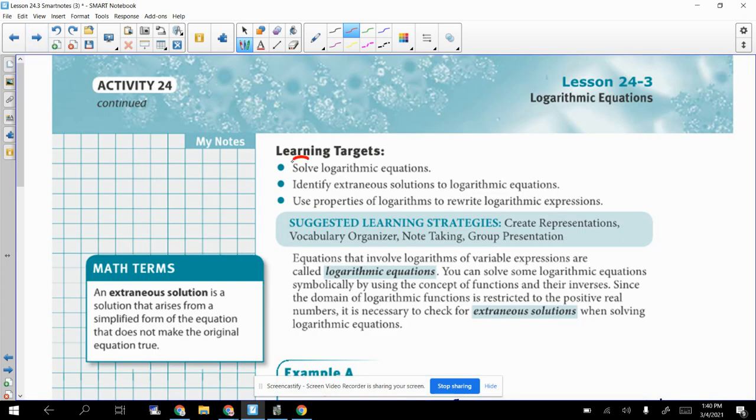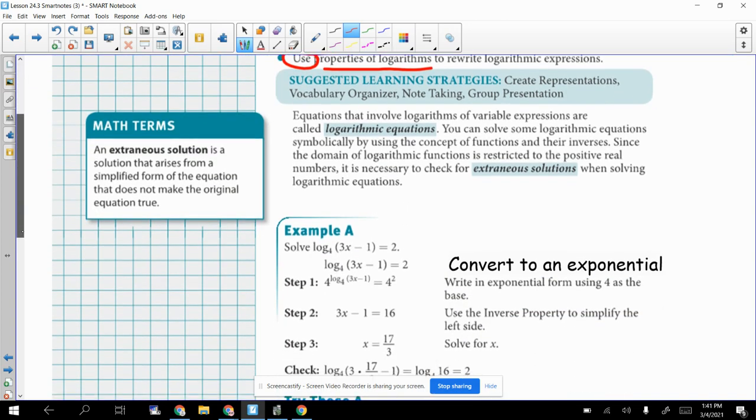So our learning targets are that we will solve logarithmic equations, identify extraneous solutions to logarithmic equations, and then use properties of logarithms to rewrite logarithmic expressions.